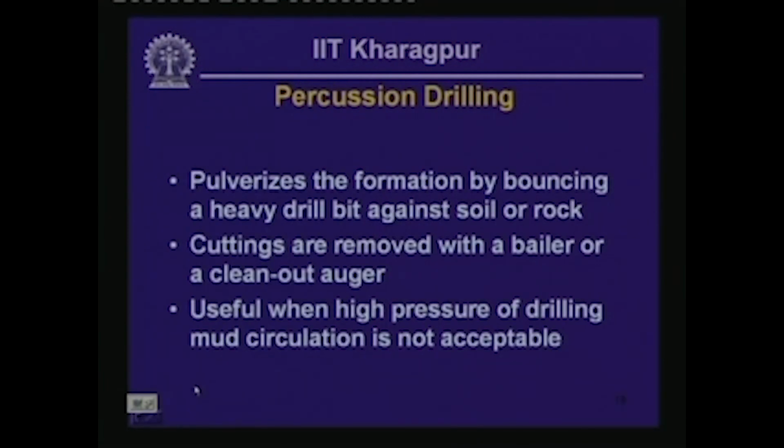Alright. Now we get into percussion drilling. Percussion drilling essentially pulverizes the formation by bouncing a heavy drill bit against the soil and rock at the bottom, and the cuttings are removed with a baler or a clean out auger. So, this is a simple percussion drilling activity, and this is useful when a high pressure drilling mud circulation is not acceptable, because that might lead to the hydrofracturing of the layer. So, in that case percussion drilling is an option.